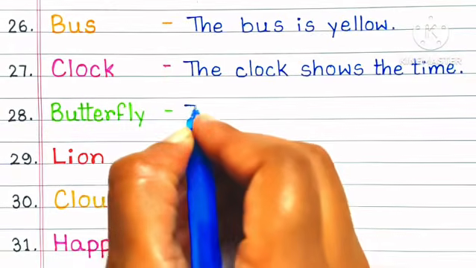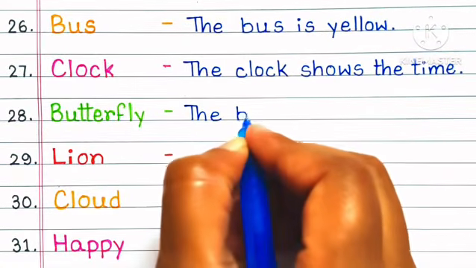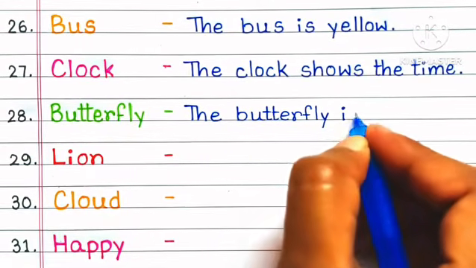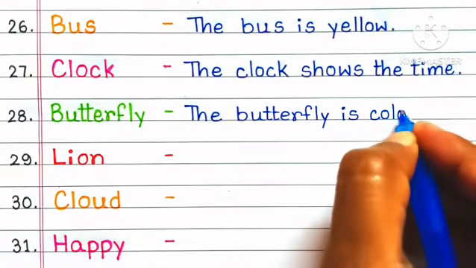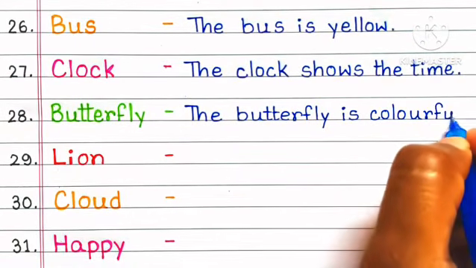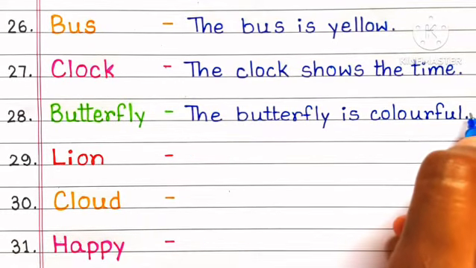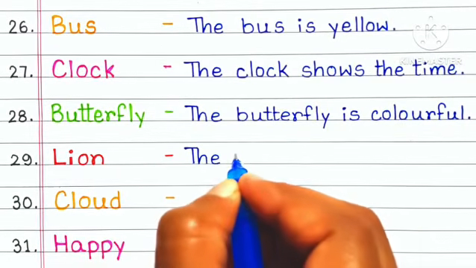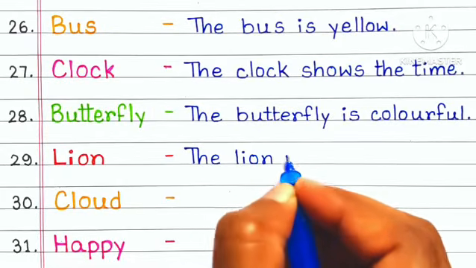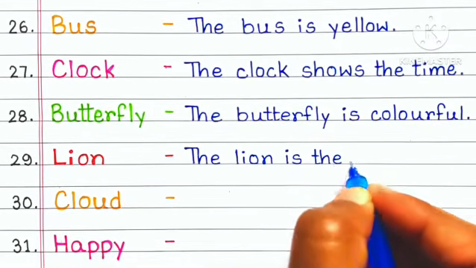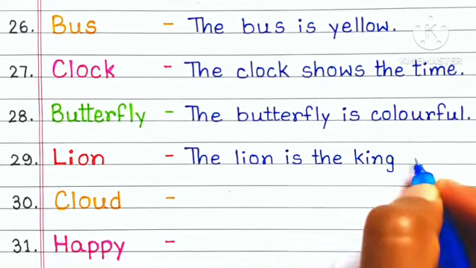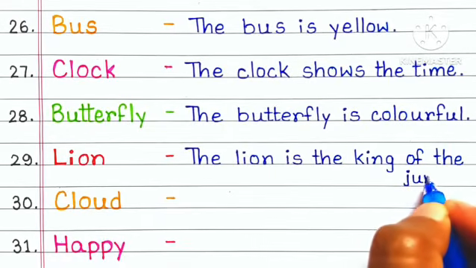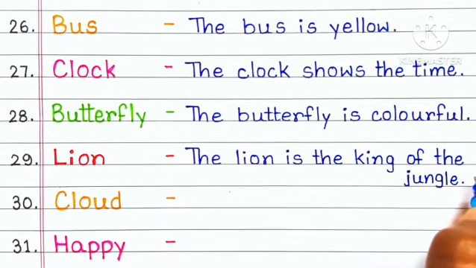Butterfly. The butterfly is colorful. Lion. The lion is the king of the jungle.